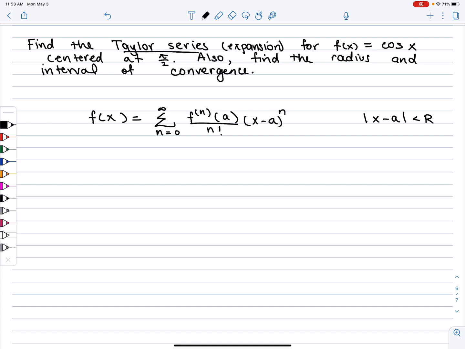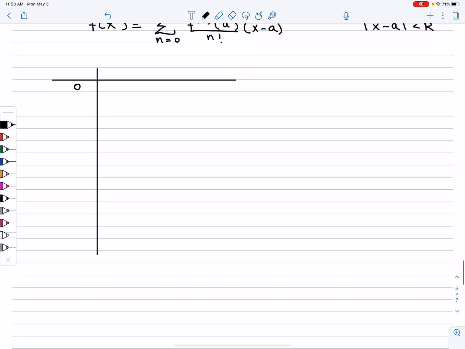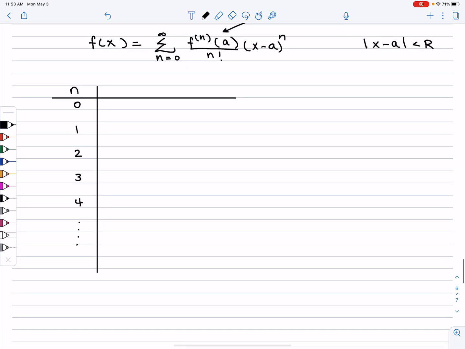Now, if our Taylor series has the nth derivative, the first thing I'm going to have us do is find the derivatives. So I'm going to do that with a table and see where that takes us. So we're going to let n be equal to 0, 1, 2, 3, 4, all the way to, let's say, infinity. So this will be n.